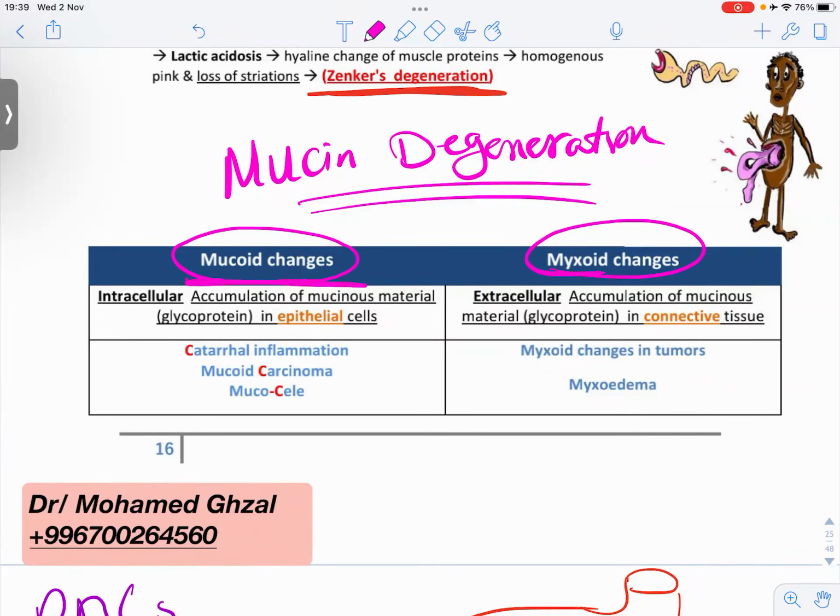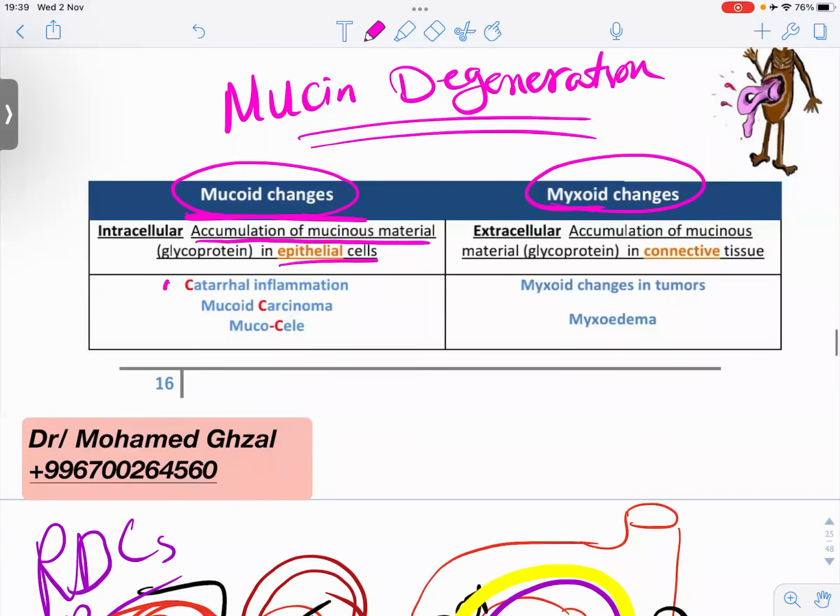Let's talk about mucoid change, which is accumulation of mucinous material in epithelial cells. Three examples. First one is catarrhal inflammation. Catarrhal means inflammation in mucous tissue, like your nose or oral cavity, which can contain mucus. So we call it catarrhal inflammation. When you have rhinitis, inflammation of nasal sinuses, you start to get a runny nose. There's a discharge from your nose.